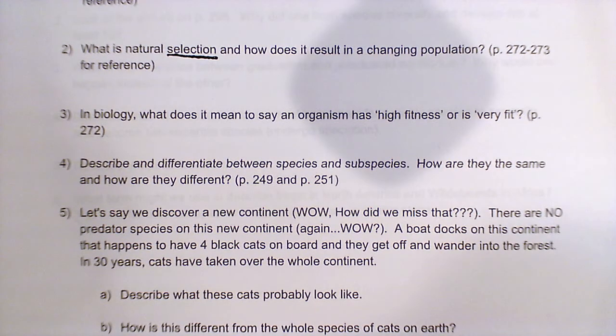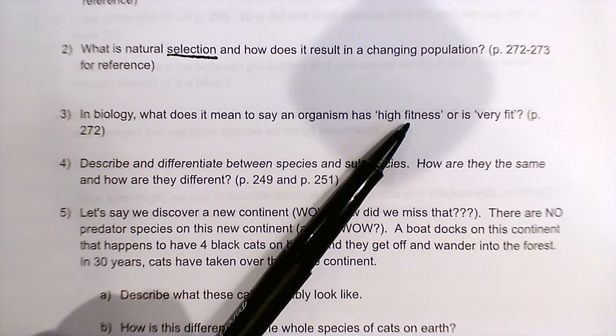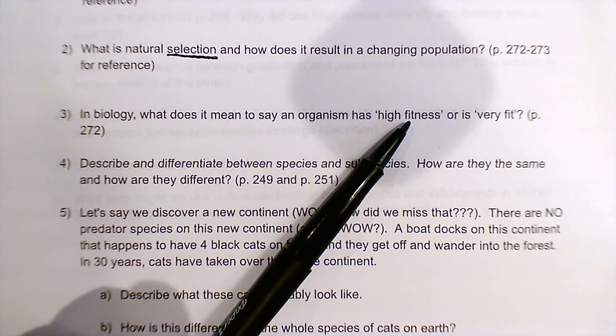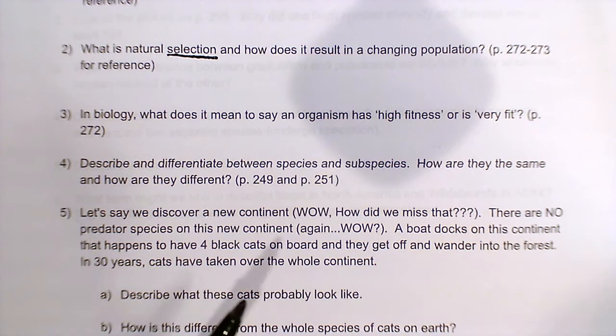All right, in biology, what does it mean to say an organism has high fitness or is very fit? If you really wanted to zero it in, you would say it is able to reproduce, to make the most offspring. The most fit organism of a population is the one with the most babies. We usually say also to help it survive, but you could pin it down just to reproduction if you wanted to. But high fitness means they're very able to survive and reproduce.